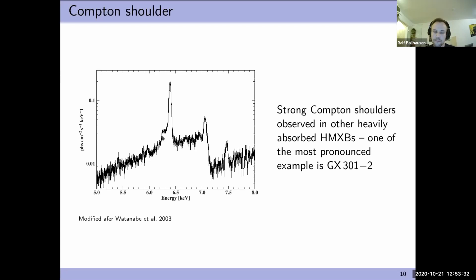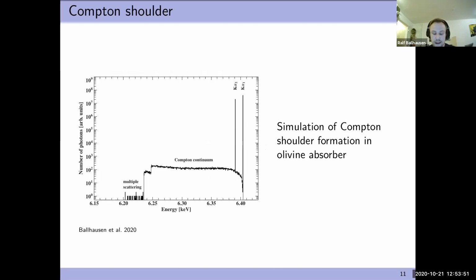So from the fact that we don't really see a strong iron line, a strong Compton shoulder in IGR, we can argue that the amount of hydrogen has to be much lower than, for example, in comparable cases like this binary. Still, we simulated what the Compton scattering in a dust absorber would look like, and this is basically what we would get out.